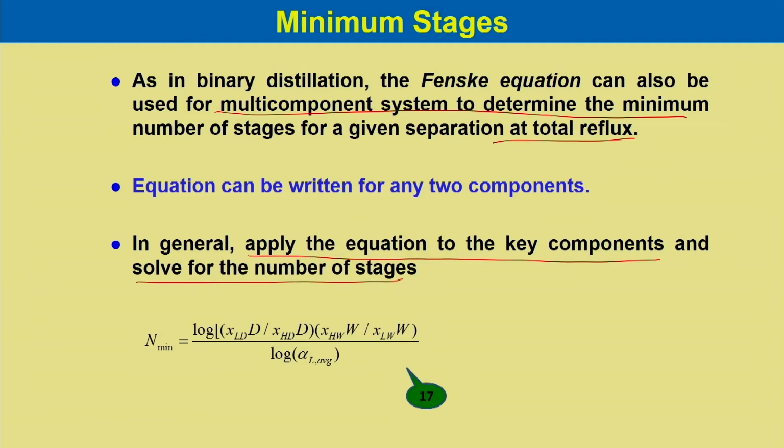So, the Fenske equation for multi-component systems we can write: N minimum is equal to log of (x_LD into D divided by x_HD into D) into (x_HW into W divided by x_LW into W), divided by log alpha_L average.